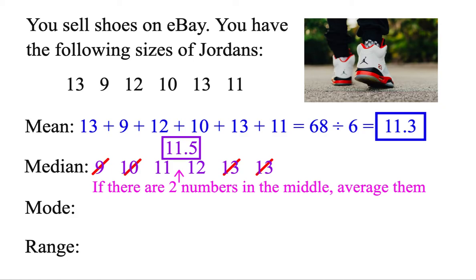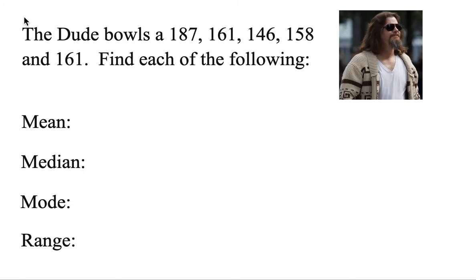Okay, the mode shows up the most. You know it. That one's just 13. And then the range, the biggest size 13 minus the smallest 9, and we get 4. So that tells us from the smallest size 9, you could go up 4 sizes to the biggest. And that's it. So on the next board, feel free to pause.